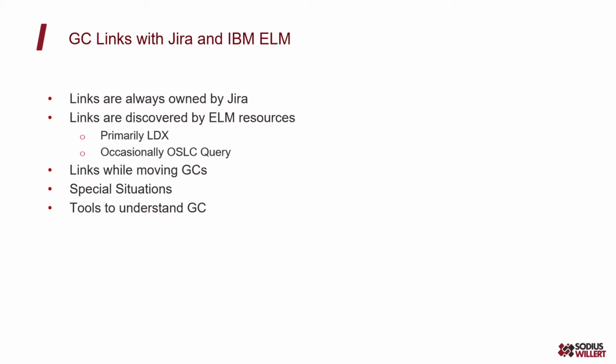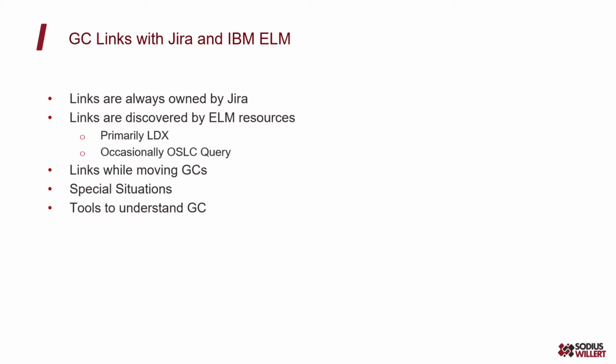Links are discovered in one of two ways in the IBM ELM environment. The primary way, which we'll focus on today, is using LDX, the link discovery mechanism, which is an indexer that reads information from the Jira TRS feed to know what links might be there and what information has changed about those links. That is the primary way that almost all links are discovered. There are a couple of key situations where something called OSLC query is performed, and we'll show that nominally around DNG change sets so you understand how they work.